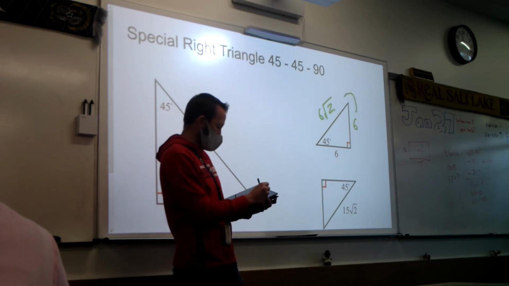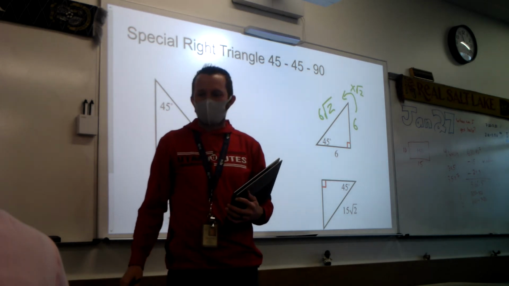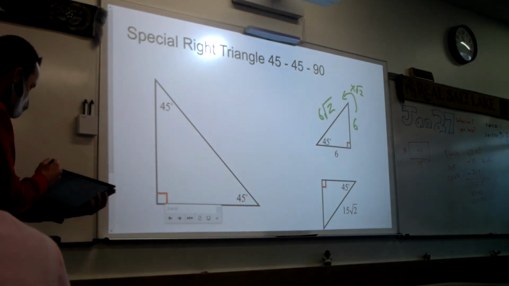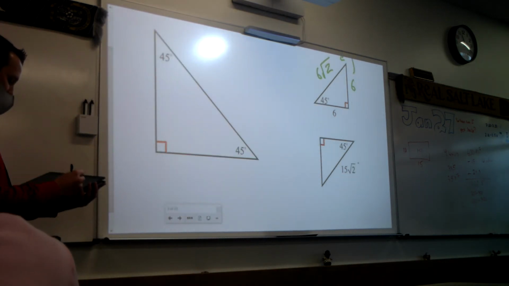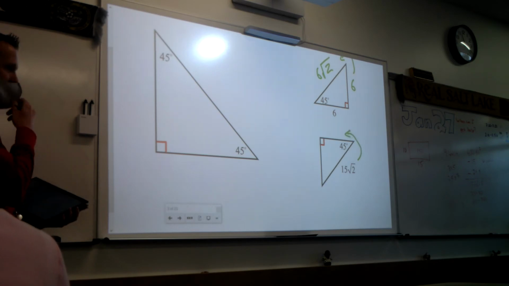So to get from here to here, we times by the square root of 2. By the way, this isn't in your notes, just follow along with me. But what if we're on the hypotenuse already? How do we work backwards to the leg?